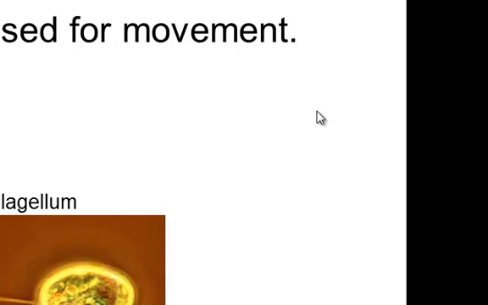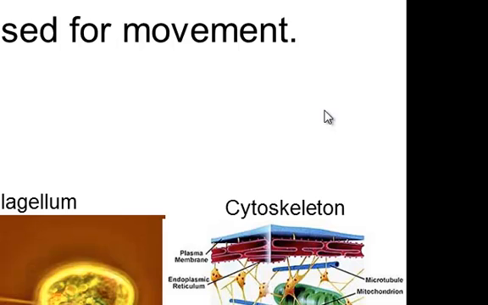Something that we do find in all cells is a cytoskeleton. This is a network of protein fibers in the interior of the cell. Many of you might be thinking of a cell as a squishy structure, kind of like a big water balloon or something like this. And that just is not the case.